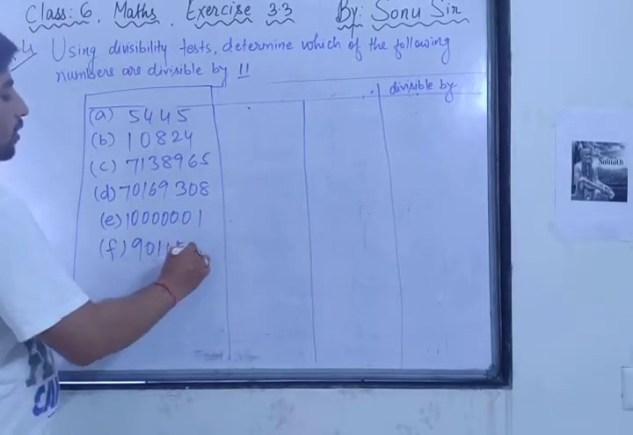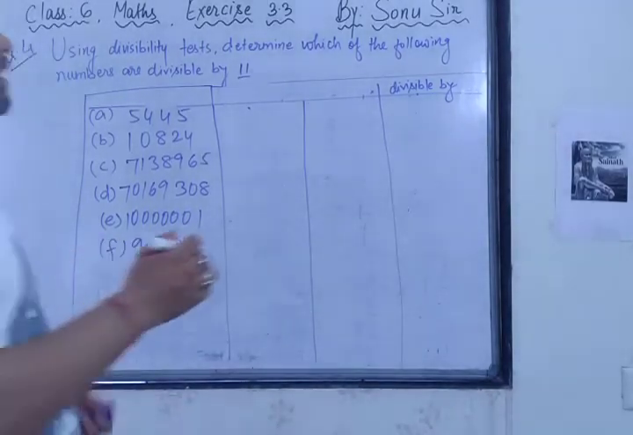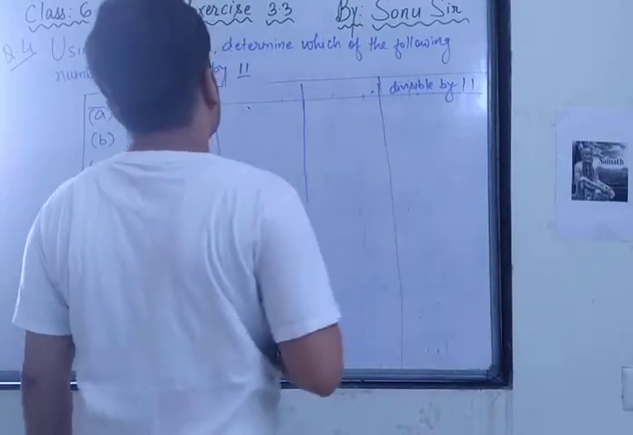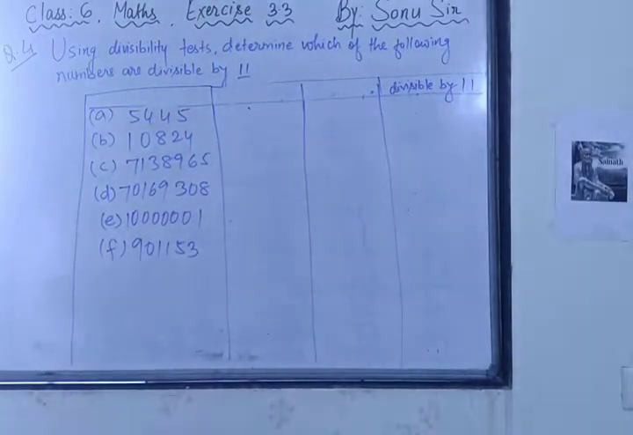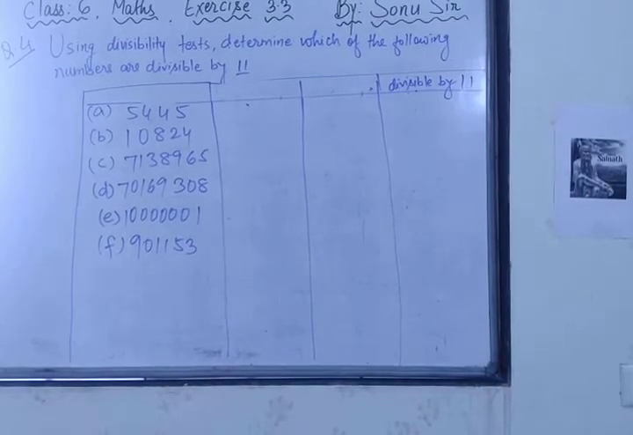Now 90115. So can you tell me what is the rule of divisibility by 11? Is this number divisible by 11 or not? So what is the rule? Can you tell me? The difference of the sum of odd numbers and the sum of even numbers must be divisible by 11. So you can tell that the number is divisible by 11.